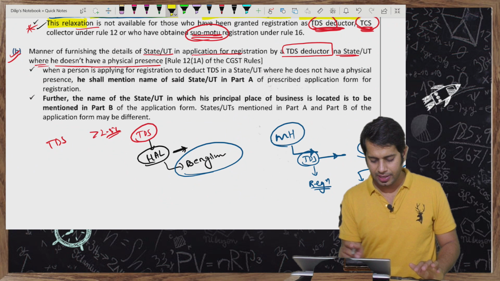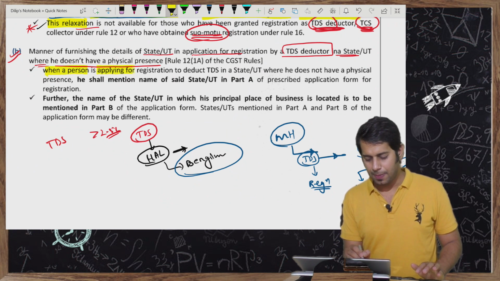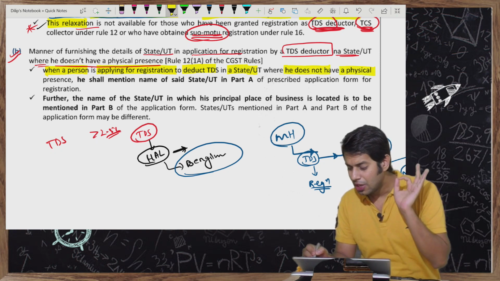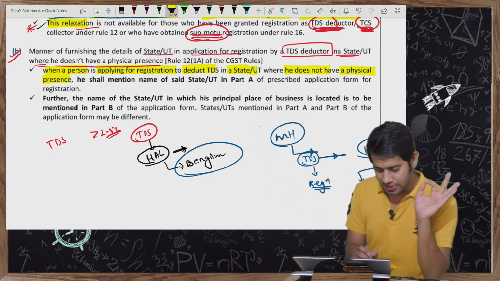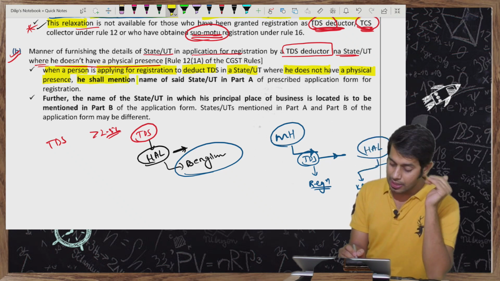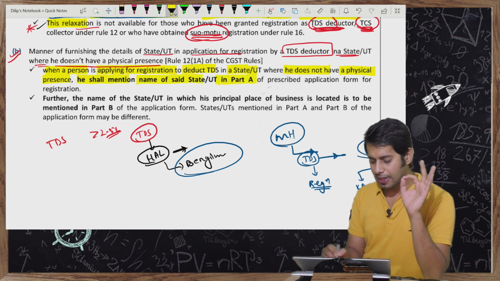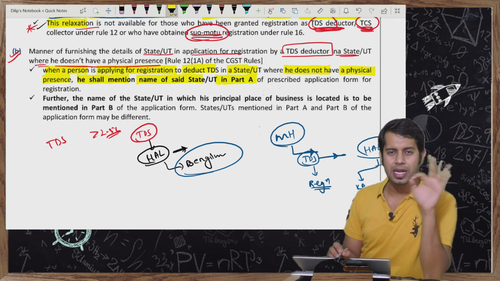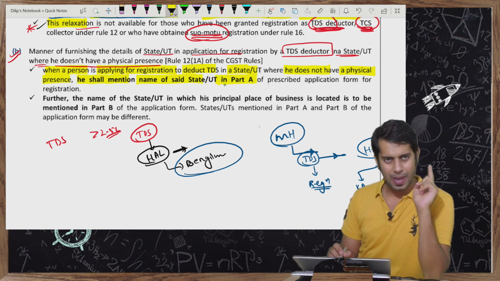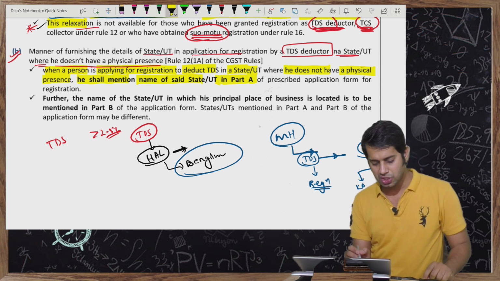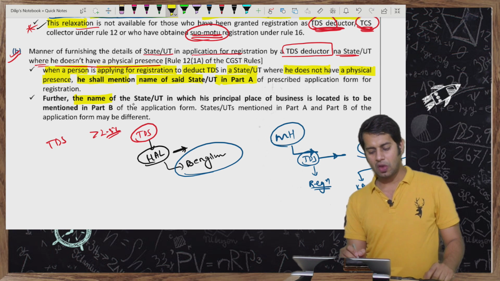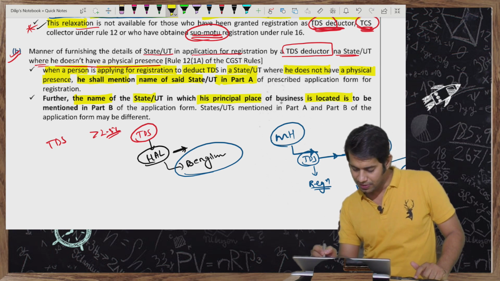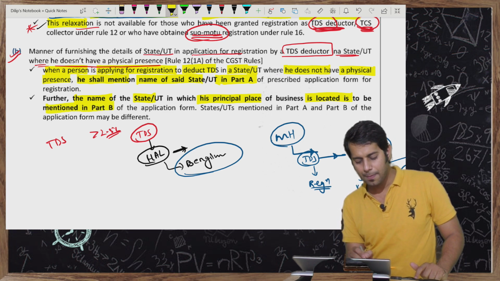Okay, I'll read this. Where a person is applying for registration to deduct taxes in the state or union territory where he does not have any physical presence, he shall mention the name of the said state in part A. The place where he does not have any physical presence, that state's details shall be given in part A of the prescribed application for registration, and further the name of the state in which he has his physical presence located is to be given in part B.